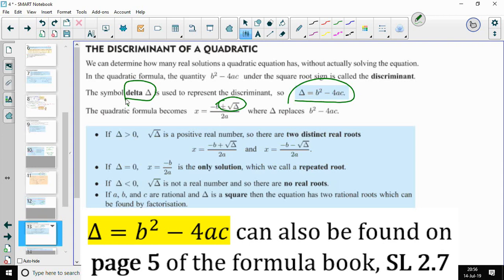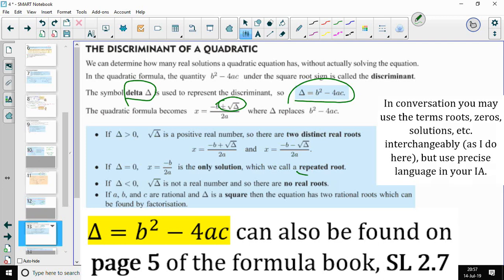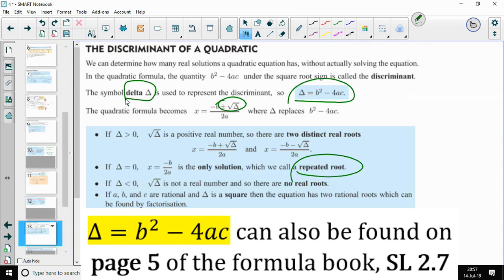In the case of 0, this is important, even though there's only one solution, we're going to call it a repeated solution or a repeated root. That becomes really crucial later on in the course when we start looking at polynomial equations more generally. There must be the same number of solutions or roots as the highest degree in the equation, but that's after we start talking about complex numbers, and that becomes really important.